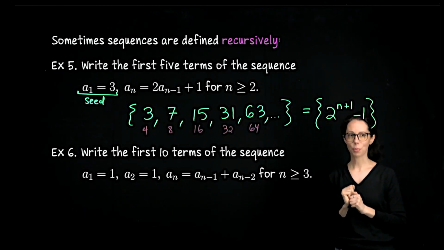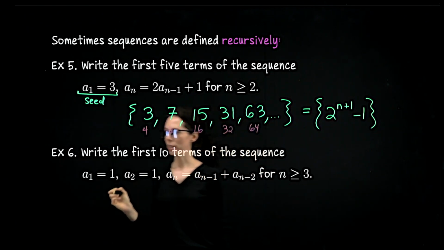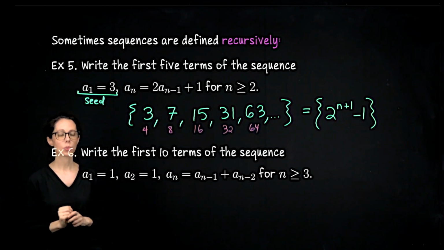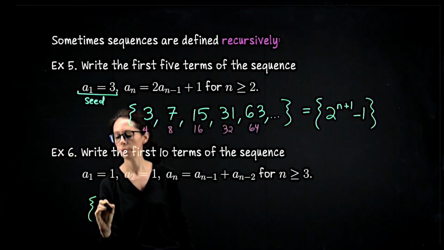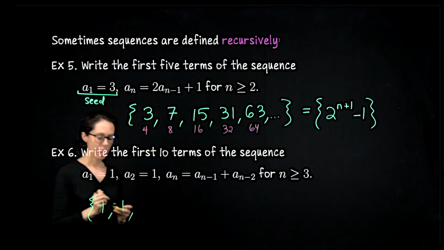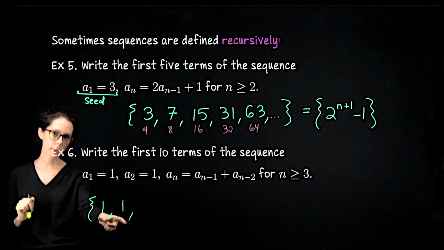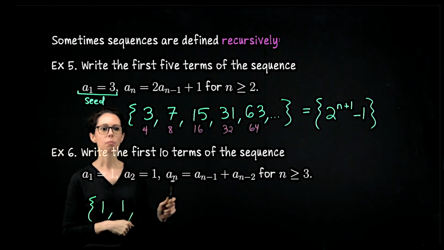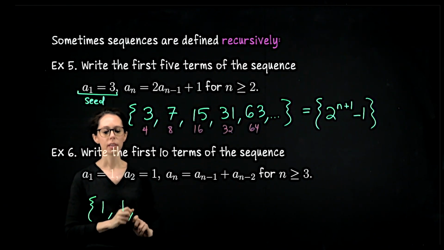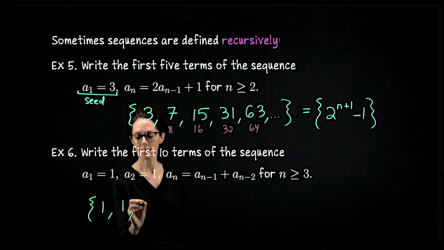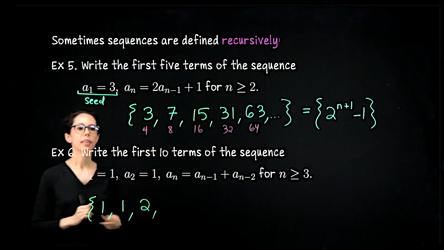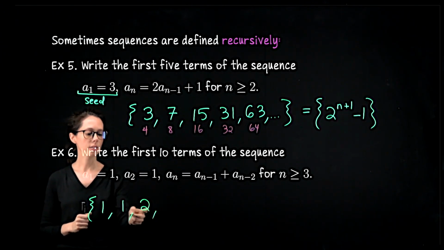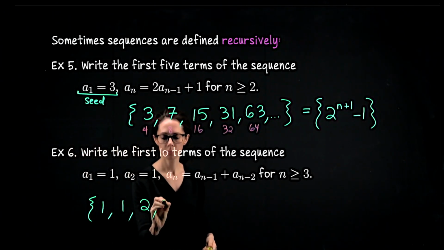Let's look at this other example. This is a famous example. So here we want to write down the first 10 terms of this sequence. Here we have 2 seeds. We're being told that the first 2 terms in this sequence are 1. And we must know 2 terms in order to get the next term, because what we're being told is that a sub 3 must be a sub 2 plus a sub 1. So a sub 3 is this plus this, that's 2. Okay. Then a sub 4 is a sub 3 plus a sub 2. So a sub 4 is 2 plus 1, which is 3.